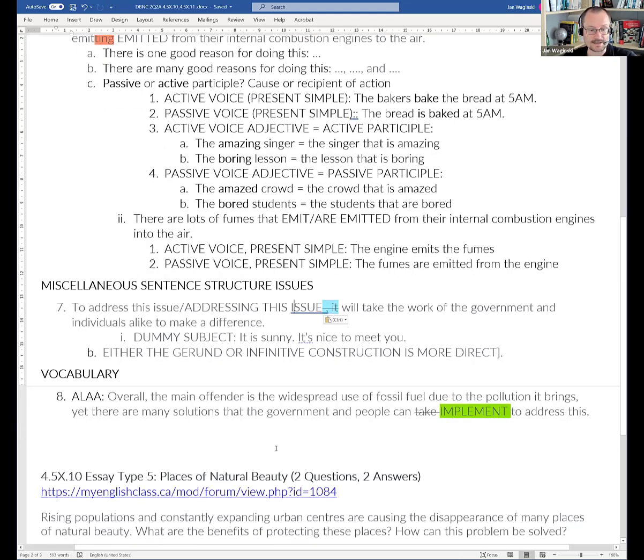Right, and last point, several people struggled with the best verb to use in this situation. So the verb is implement. And implement means put into action. So overall, the main offender is the widespread use of fossil fuel due to the pollution it brings, yet there are many solutions that the government and people can implement to address this. Okay, so implement a solution.